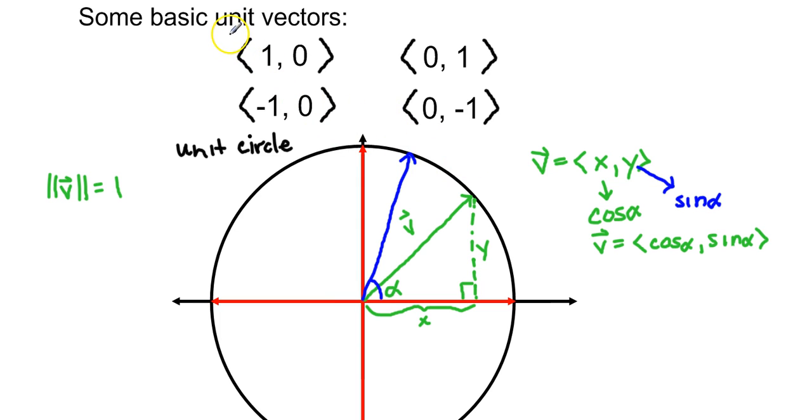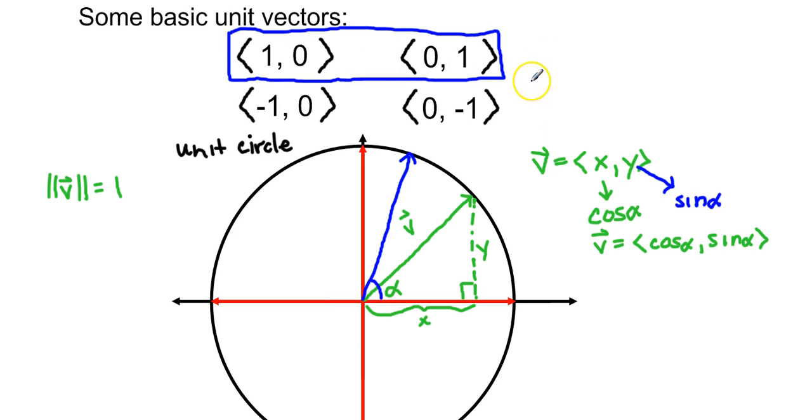One more thing I want to mention here, as if we don't have enough forms, these two unit vectors right here are actually special unit vectors. These are called basis vectors.